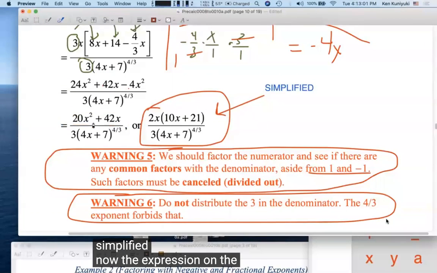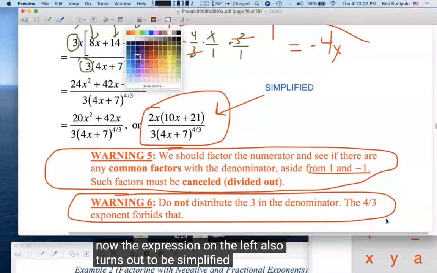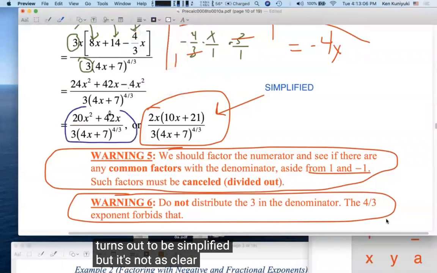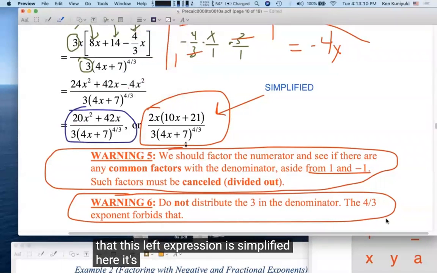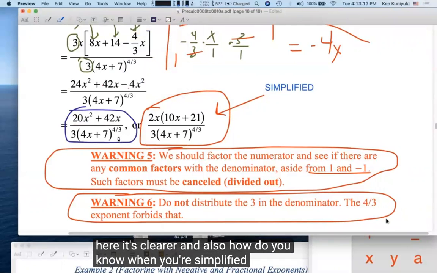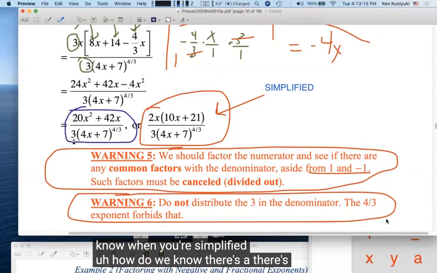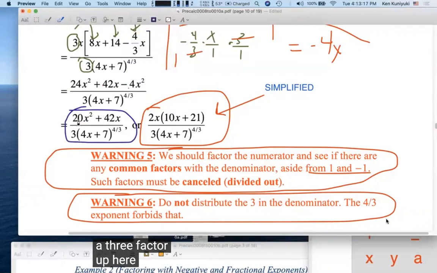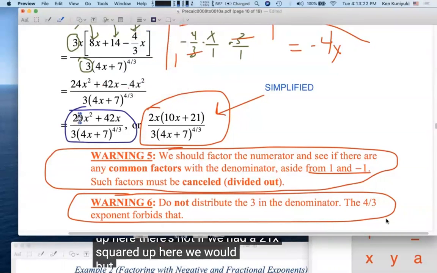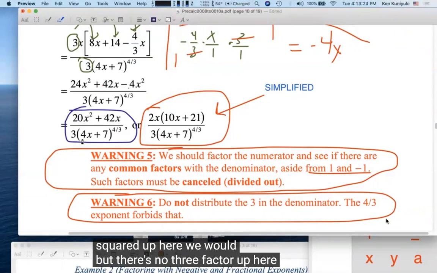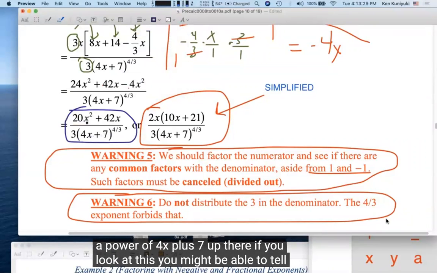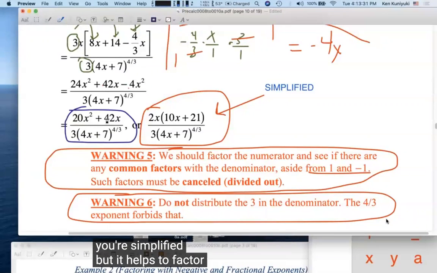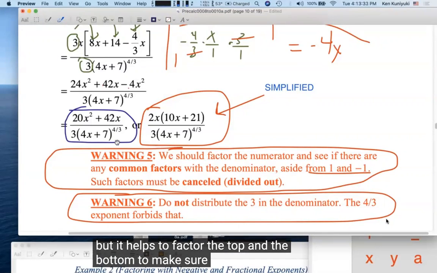Now, the expression on the left also turns out to be simplified, but it's not as clear. Here it's clearer. And also, how do you know when you're simplified? How do we know there's not a 3 factor up here? There's not. If we had a 21x squared up here, we would. But there's no 3 factor up here. We don't get a power of 4x plus 7 up there. If you look at this, you might be able to tell you're simplified, but it helps to factor the top and the bottom to make sure. The bottom's already factored.